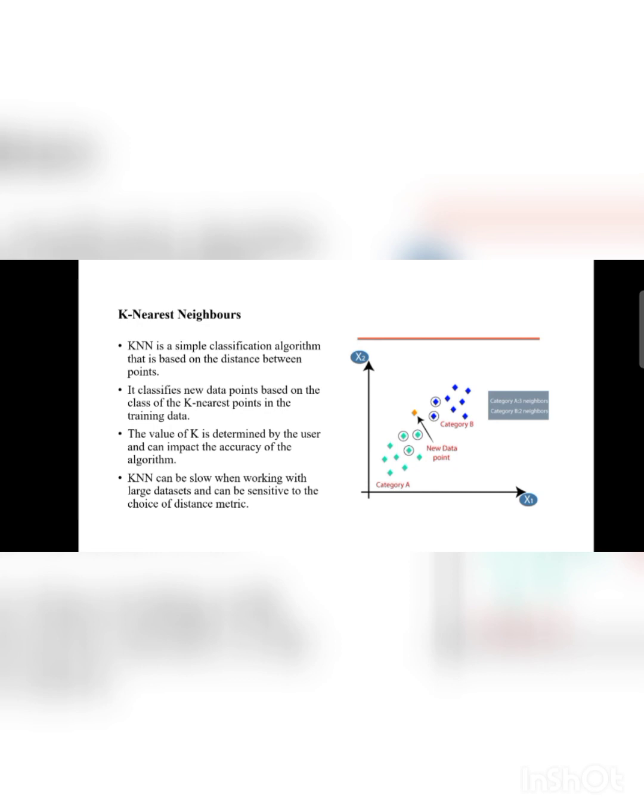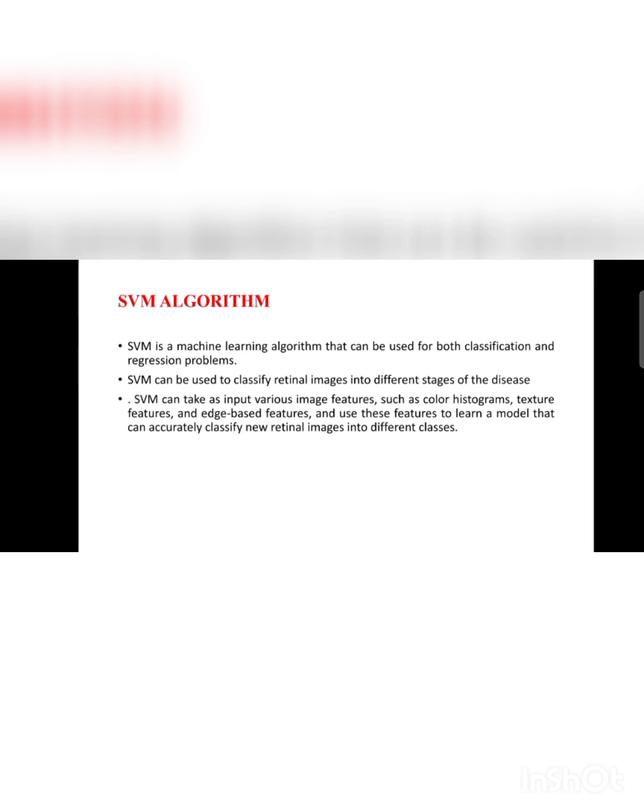KNN is the simplest classification algorithm that is based on the distance between points. It classifies a new data point based on the k nearest points in the training data. KNN is slow when it comes to large datasets, and it is very sensitive to the choice of the distance metric. You can see the diagram. SVM is a learning algorithm that can be used for both classification and regression. SVM can be used to classify retinal images into the different stages.